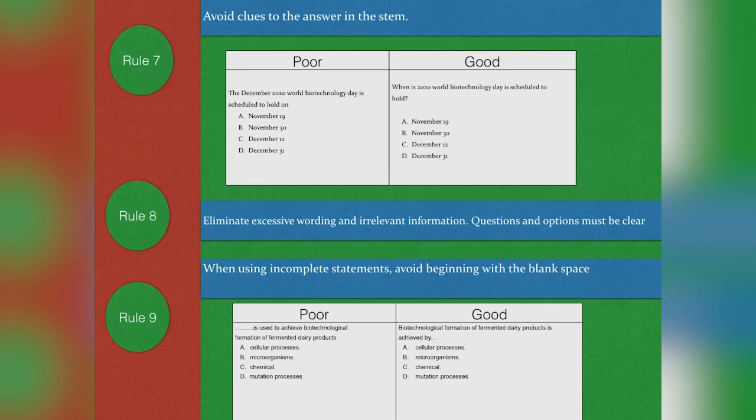Rule number 9: when using an incomplete statement, avoid beginning with a blank. So what do we mean? If you look at this poorly written one, from the beginning, they are pushing "that is used to achieve biotechnology formation of a fermented dairy product." But it can be better cast this way, without even the dash that you can see here: biotechnology formation of fermented dairy product is achieved by. So that is very clear. That is rule number 9.